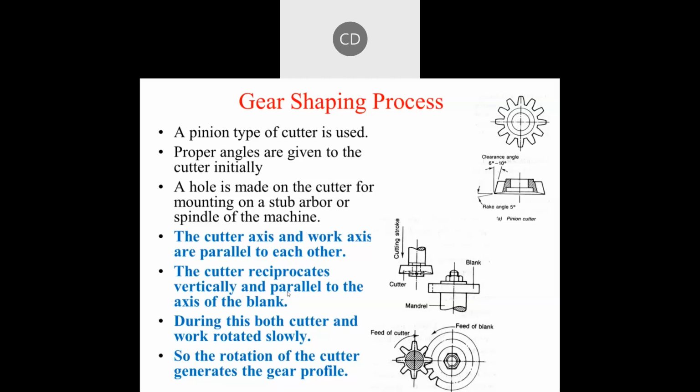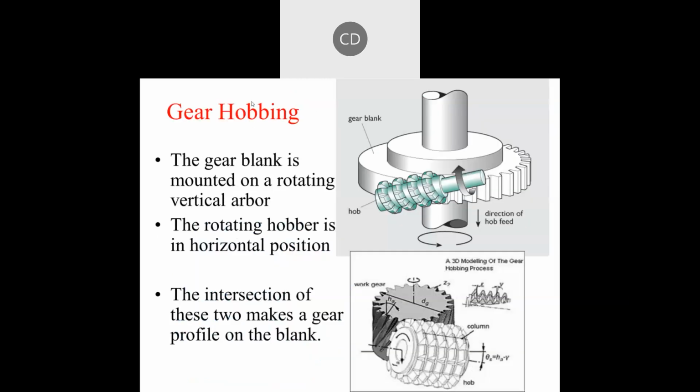During this, both the cutter and work rotate slowly. The rotation of the cutter generates the gear profile finally. Okay, so this is the gear shaping process. Then the next one is the gear hobbing process. The gear blank is mounted on a rotating vertical arbor. The rotating hob is in a horizontal position. The interaction of these two makes the gear profile on the blank.